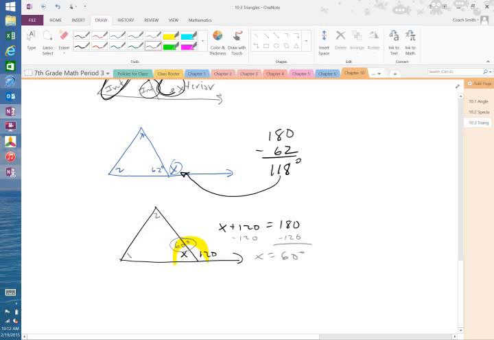So, by our definition then, if this is 60 degrees, and we just said that angle 1 and angle 2 have to equal 120, so it all has to be 60. So what kind of triangle is that? Equilateral. And yes, that would be an equilateral acute triangle. That's how you would classify that triangle.